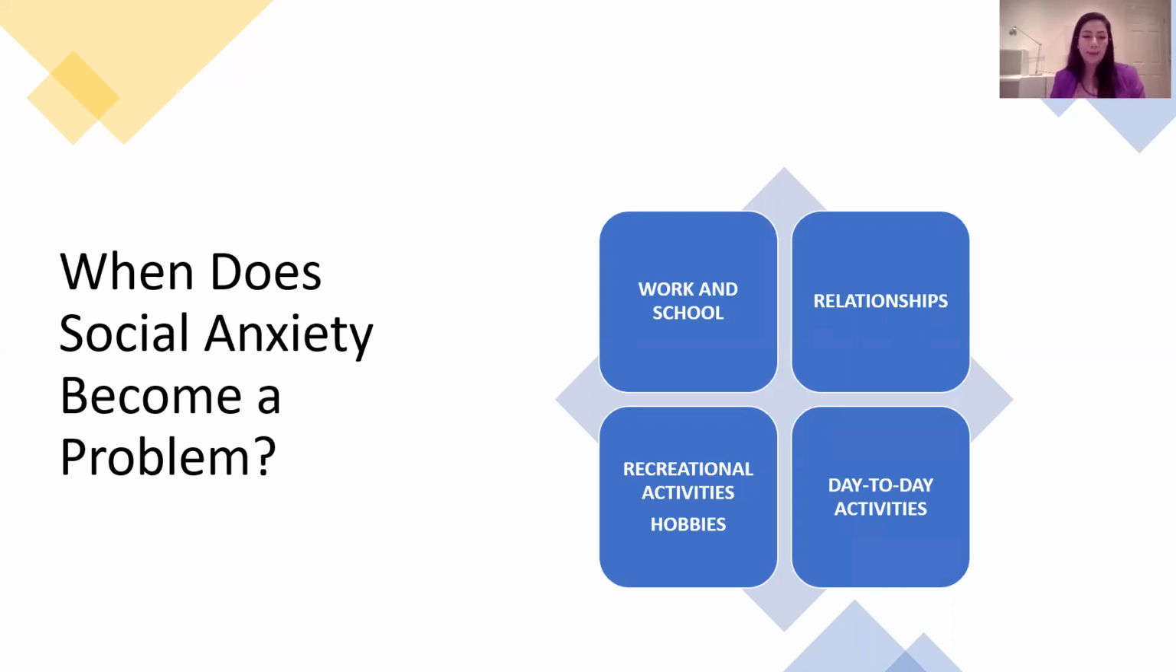So, for example, they might try to avoid trying new things, avoid taking classes or lessons, avoid activities that involve interacting with other people, such as going skiing or going to the gym. And it may also interfere with other day-to-day activities, such as going to the grocery store, going out to eat, taking the bus, asking for directions, etc.